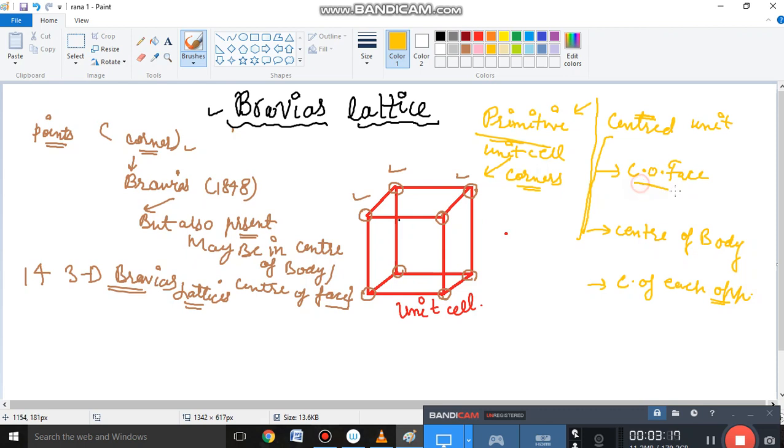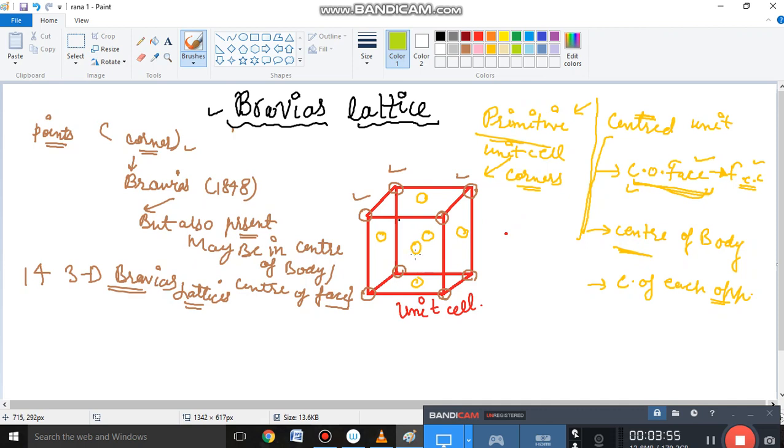In the first case, when the particles, in addition to the corners, are present at the center of each face of the unit cell, then this type of unit cell is known as the face-centered cubic unit cell. This can be shown by this: there are 6 faces in this type of crystal, and at the center of these 6 faces there are 6 different lattice points along with the points at the corners. It is the representation of FCC, and in case of the BCC, we can mark it by this color.